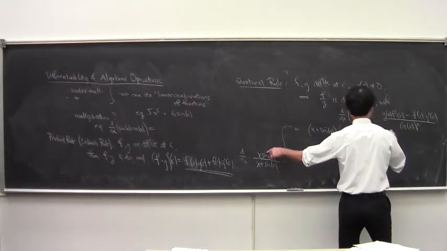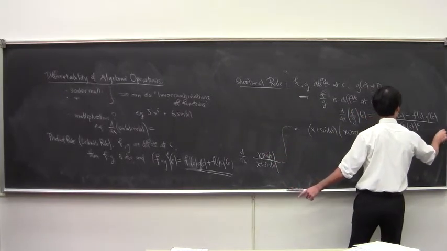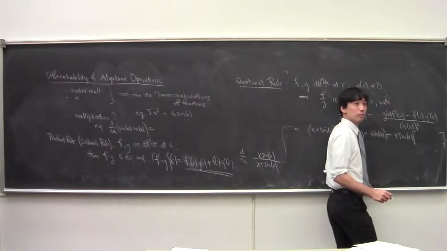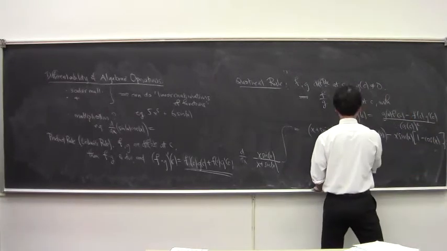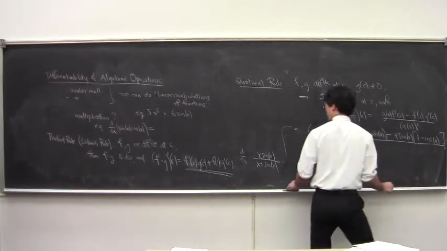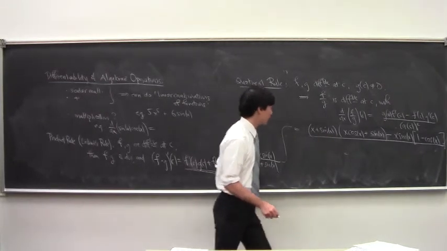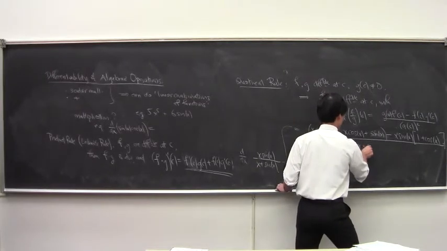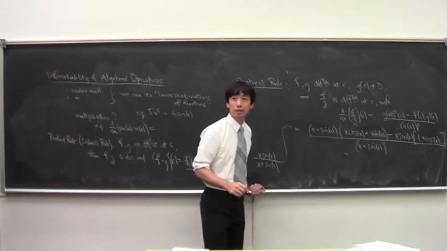Bottom times the derivative of the top minus the top times the derivative of the bottom. What's the derivative of the bottom? 1 plus cosine x, right? Using the linear. Sorry, plus, over the bottom squared. Okay.